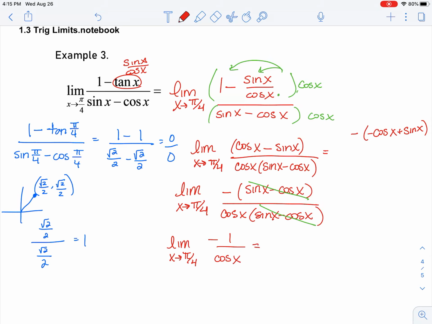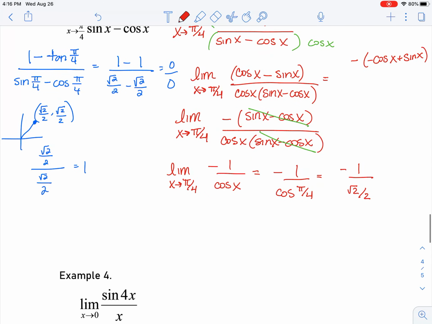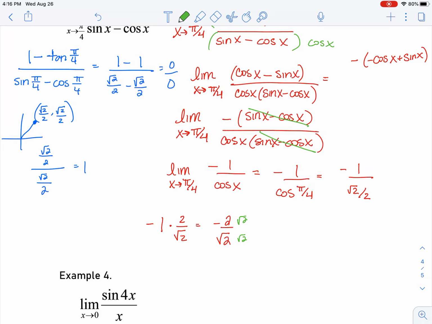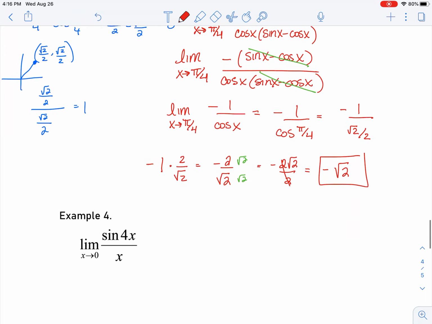We plug in, direct substitution. That is negative 1 over cosine of pi over 4. Cosine of pi over 4 is root 2 over 2. Negative 1 over root 2 over 2. How do we divide fractions? We multiply by the reciprocal. So negative 1 times 2 over root 2, which is negative 2 over root 2. Rationalize the denominator, root 2 over root 2. And we have negative 2 root 2 over 2, which is just negative root 2. Whew. All right.